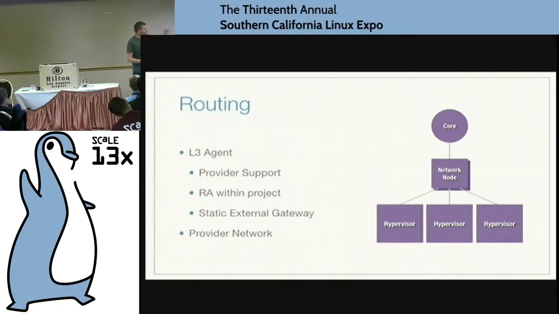So the L3 agent provides support, and typically if you're having RA, the RA instance is going to run inside a namespace within a network node.